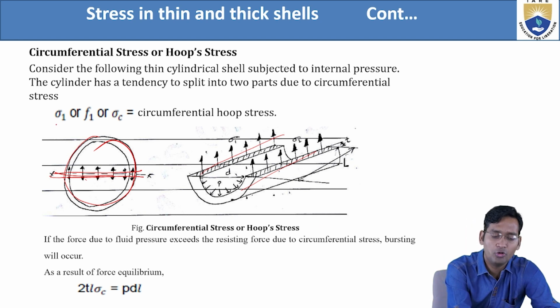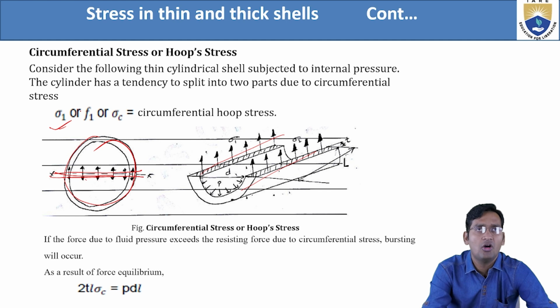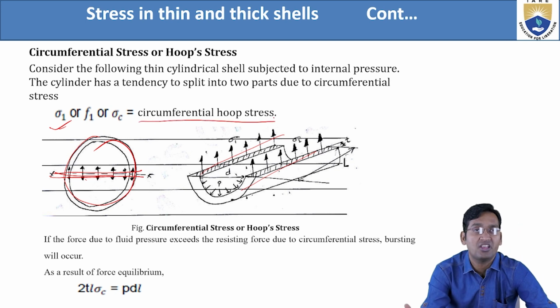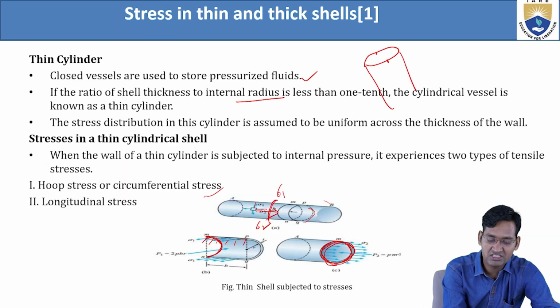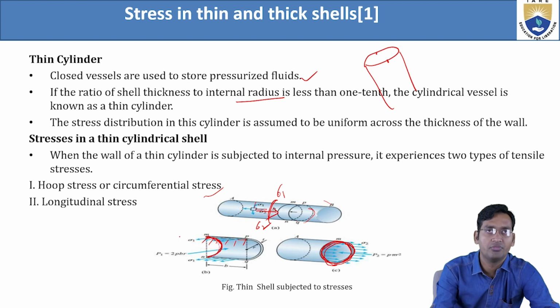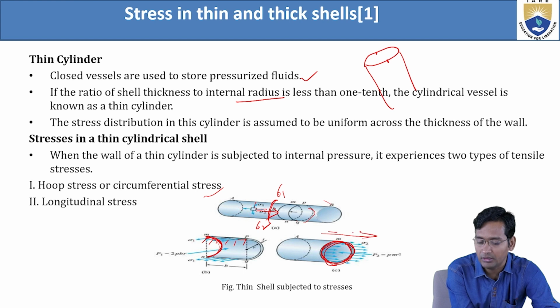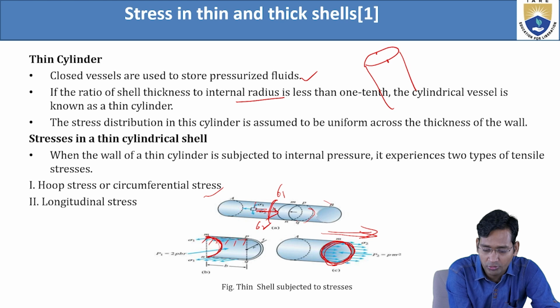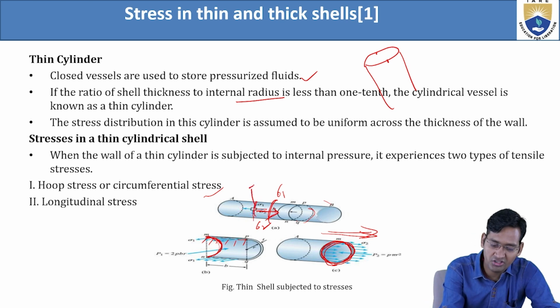Circumferential or hoop stress we denote by sigma 1 or F1 or sigma C. Don't get confused with this one; just remember what you are using. So circumferential hoop stress is sigma 1 in this figure. And sigma 2, acting here, is the longitudinal stress. So this is sigma 1, your hoop or circumferential stress, and this is sigma 2, your longitudinal stress.